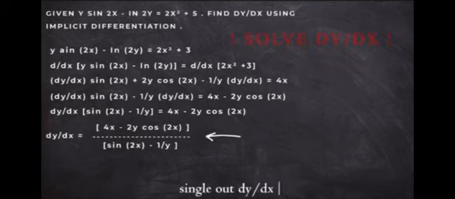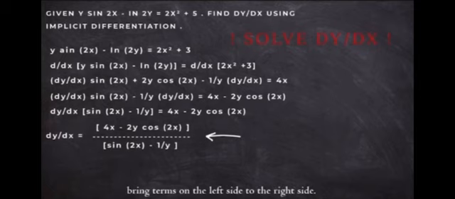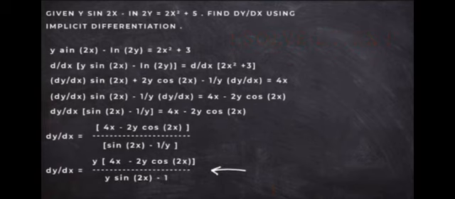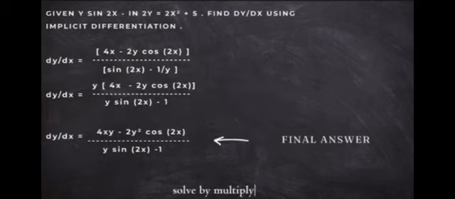After you isolate dy/dx, bring sin 2x minus 1 over y to the right side and divide it by 4x minus 2y cos 2x. What you're going to do right after is multiply both the numerator and denominator by y so that we can remove the fraction for a clearer expression. For the final step, you multiply by y, and the final answer is dy/dx equals 4xy minus 2y squared cos 2x over y sin 2x minus 1.